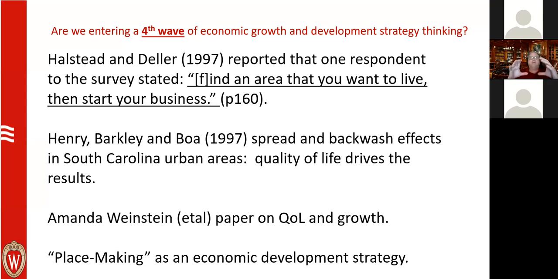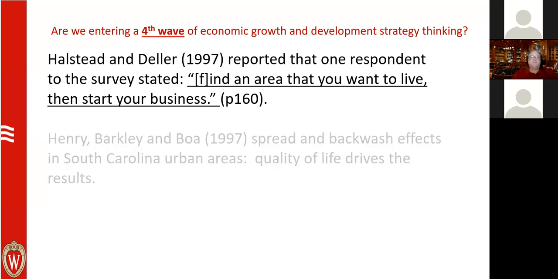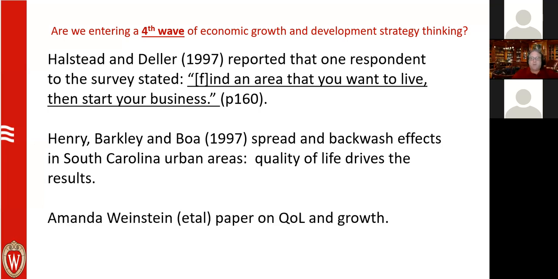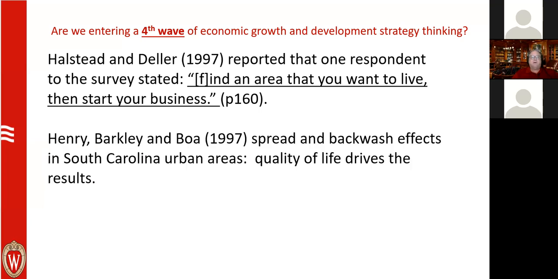So think Eau Claire and all the areas surrounding Eau Claire. What they were looking at is spread and backwash effects. As urban areas grow, does that growth spread out into the surrounding rural areas, a spread effect, or does it backwash into the urban center? Basically, rural resources are sucked into the urban center. And what they found is that quality of life is what drove everything. It wasn't taxes, it was quality of life factors that drove it. If urban centers had high quality of life and the surrounding rural communities had low quality of life, you would see this backwash effect into urban centers.